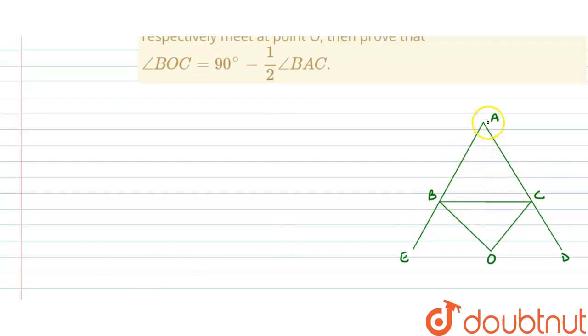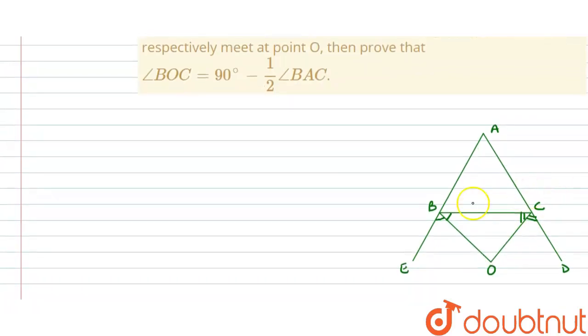This is the figure. So ABC is a triangle, and it is given that BO is the bisector of this angle. So that means angle EBO is equal to angle CBO, and CO is also the bisector of angle BCD. Therefore angle BCO is equal to angle DCO. Now we need to prove that angle BOC is equal to 90 degrees minus half of angle BAC.